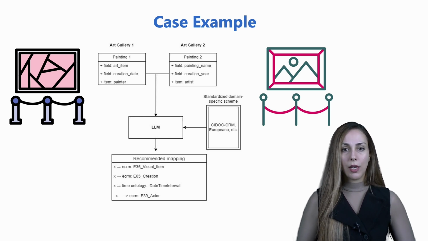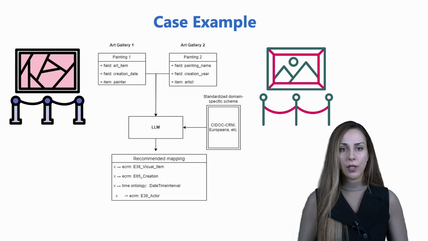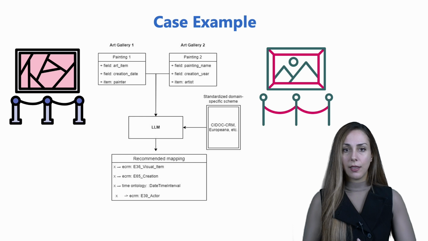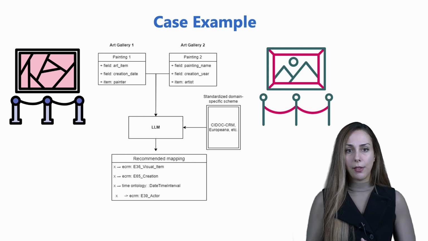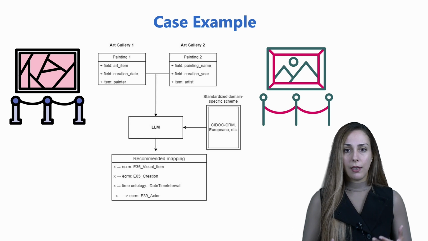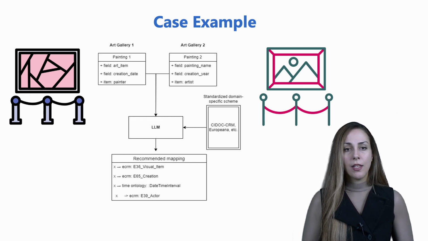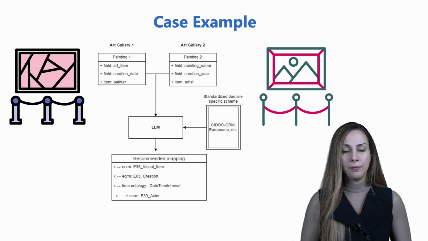A large language model trained on cultural heritage could identify those mappings and propose that they get replaced by fields of an existing standardized ontology of this domain. In this case, for example, CRM is a comprehensive artifact representation schema, so the system or model could return a number of recommended links to this standardized one. So, in this case, Galleries 1 and 2 would be semantically interoperable.